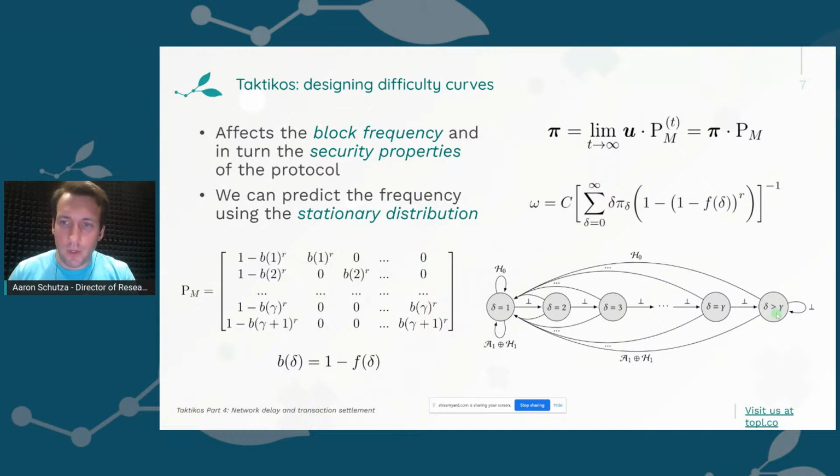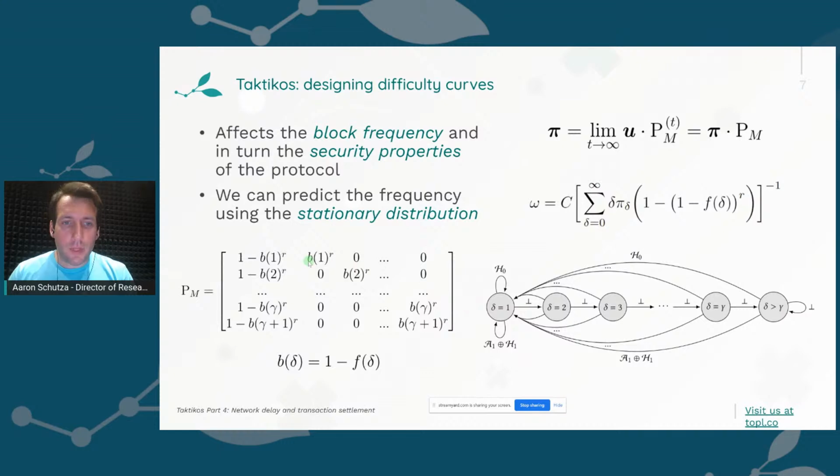So the system replenishes itself eventually and goes back to the initial delta equals 1 state, where a block was just produced. So every time a block's produced, we go back to this replenishing state. And every time there's a space between blocks, we increment along this delta axis. So that's the recurrence time chain.